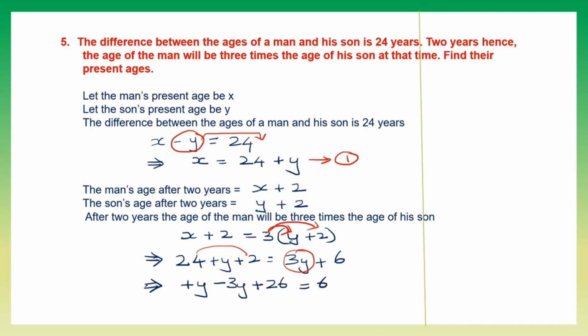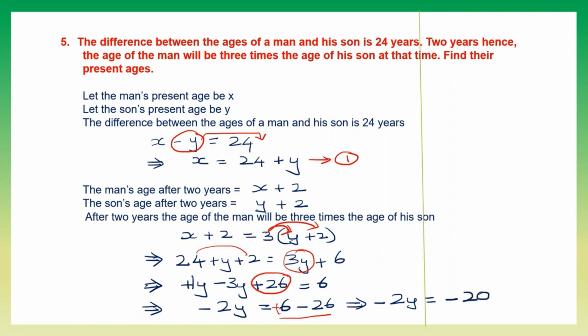I've already moved 3y. Now y minus 3y. So this is 1. So 1 minus 3 is minus 2. Minus 2y will be equal to 6. And I'm going to transpose plus 26 to the other side. It will become minus 26. So that means minus 2y is equal to, now let's solve this. Let's work out this. Plus 6 minus 26. Signs are different. So put the sign of the bigger number and subtract. 26 minus 6 is 20. So minus 2y is minus 20.